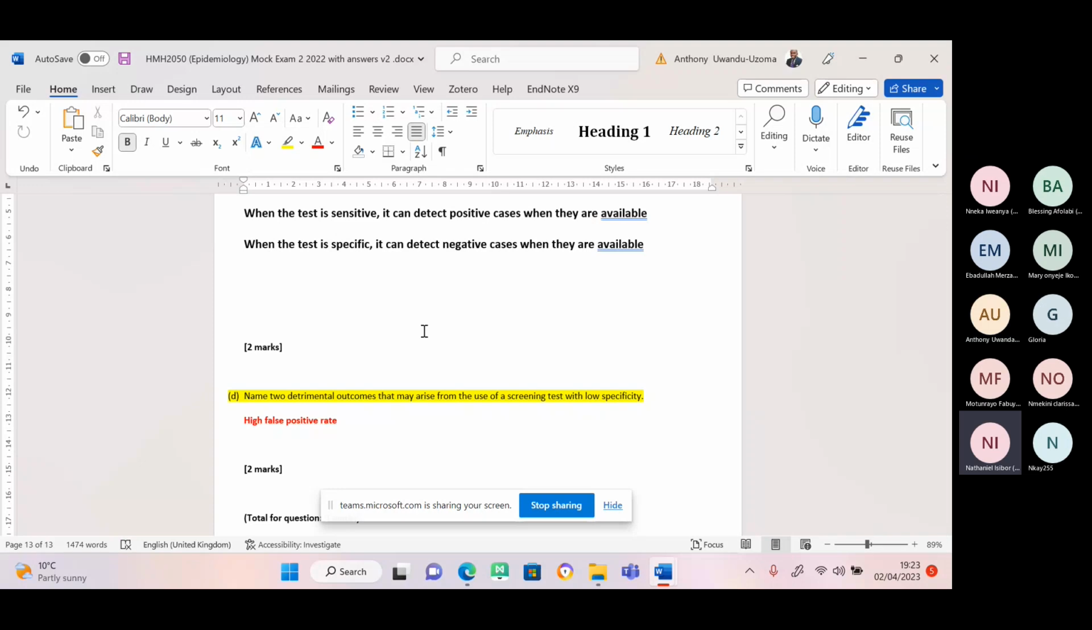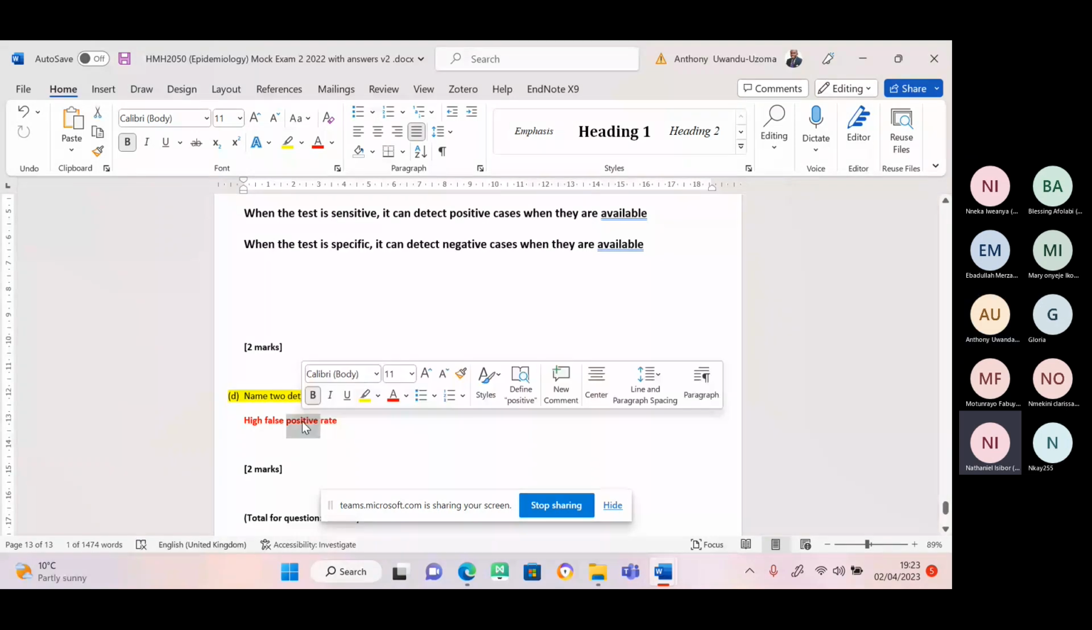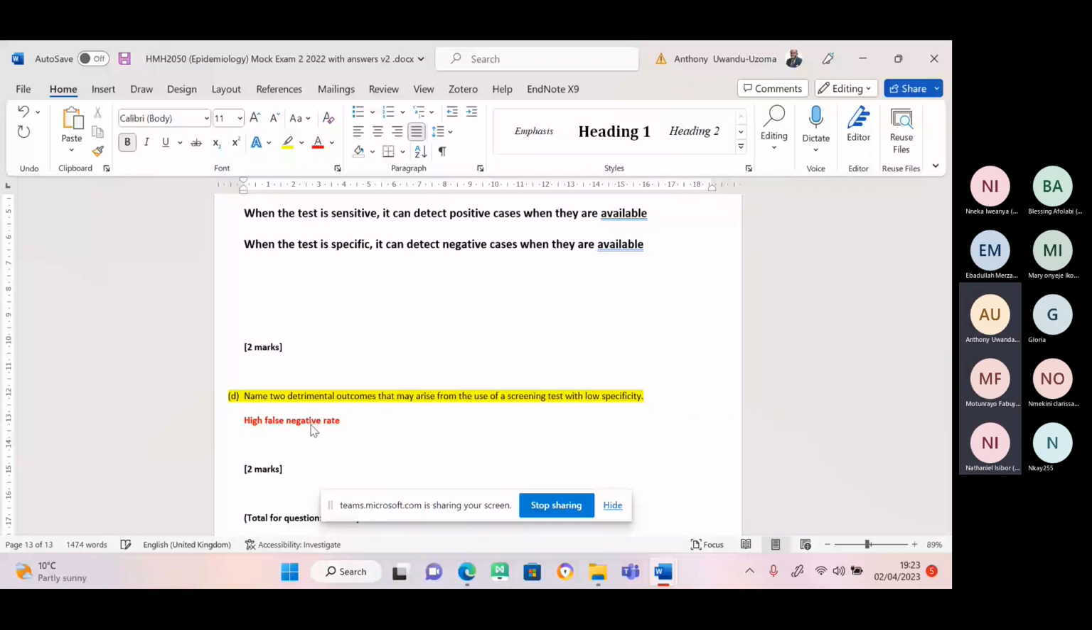It's not cost effective because it can lead to high cost. The person will have to go visiting other places to do more tests to actually see if he or she is positive or not. So there's cost implication.